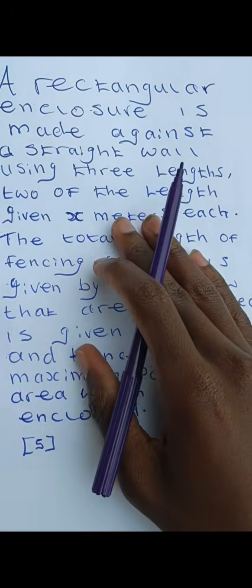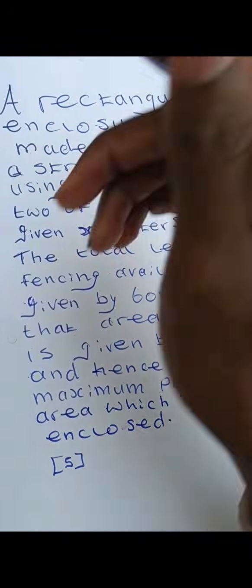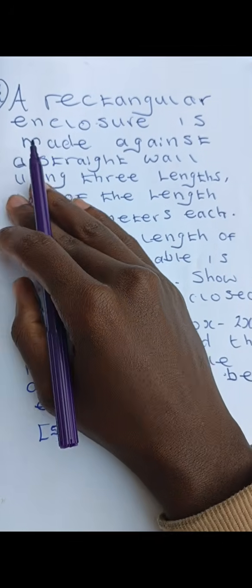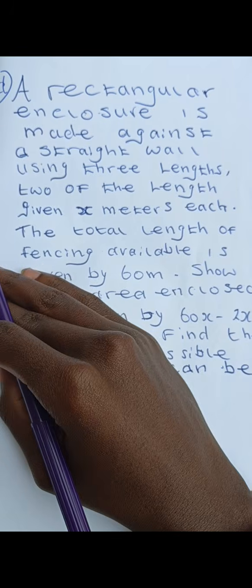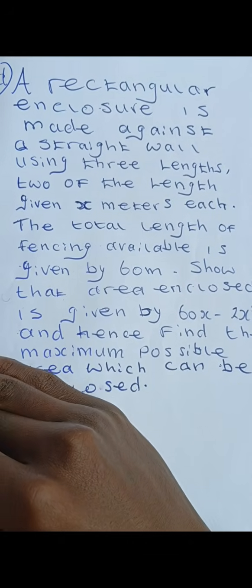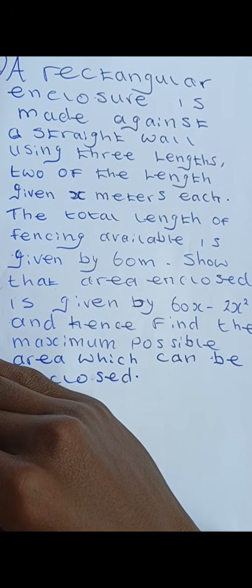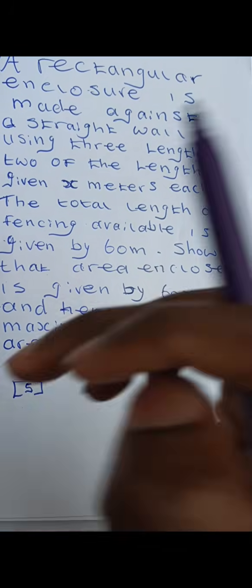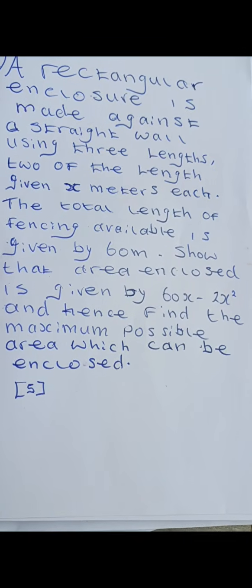Okay, so now the last question. The last question, question 3, application of quadratics. Let's read the question: a rectangular enclosure is made against a straight wall using 3 lengths. 2 of the lengths are given as x meters each. The total length of fencing available is 60 meters. Show that the area enclosed is given by 60x minus 2x power 2, and hence find the maximum possible area which can be enclosed. So what's funny about this question is this.